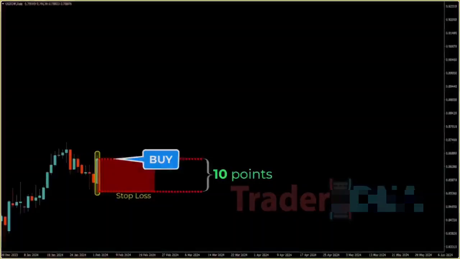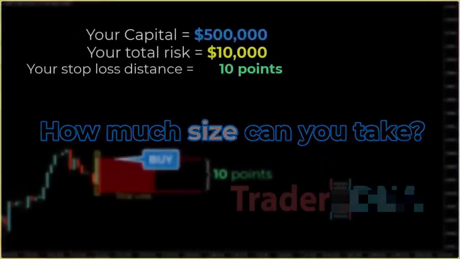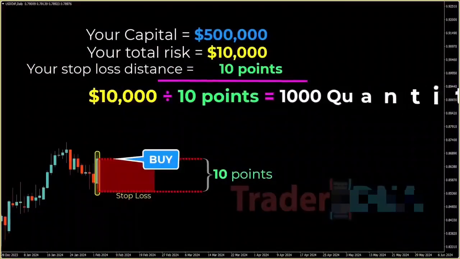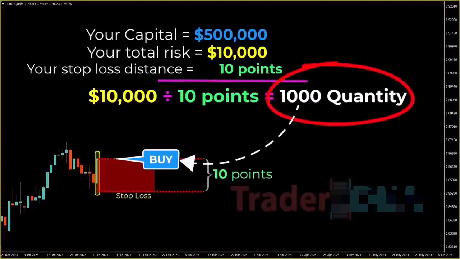Now the question is, how much size can you take? Simple. $10,000 divided by 10 points equals 1,000 quantity. Yes, 1,000 quantity. Now pause. This is where most people panic. They see a number like 1,000 and they instantly think, whoa, that's too big. That's dangerous. No, that's not how this works.